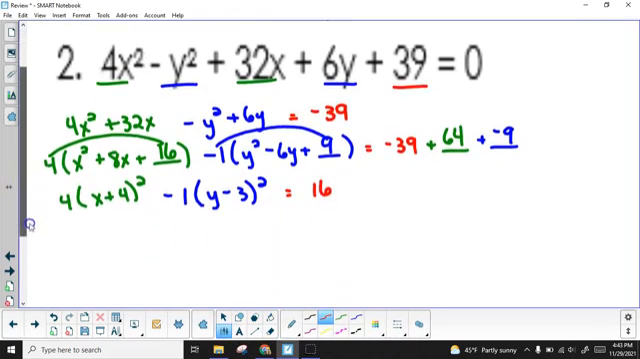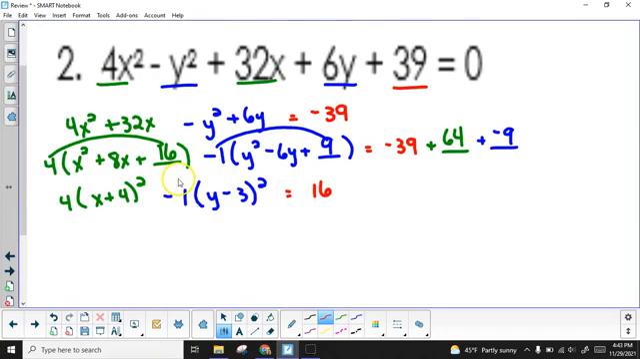Okay, so now we have completed the square. We need to get it into the right form for a hyperbola. We need to have something underneath our x terms and our y terms, and this right-hand side needs to be 1. So we want to divide by this constant over here on the right. We're going to divide by 16. So we'll divide the right by 16 and divide the left by 16.